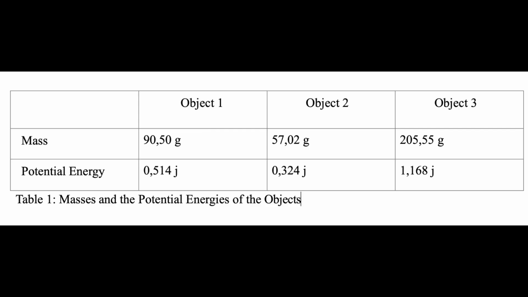The first object's mass is 90.5 and its energy is 0.514. The second object's mass is 57.02 and its energy is 0.324. The third object's mass is 205.55 and its energy is 1.168.